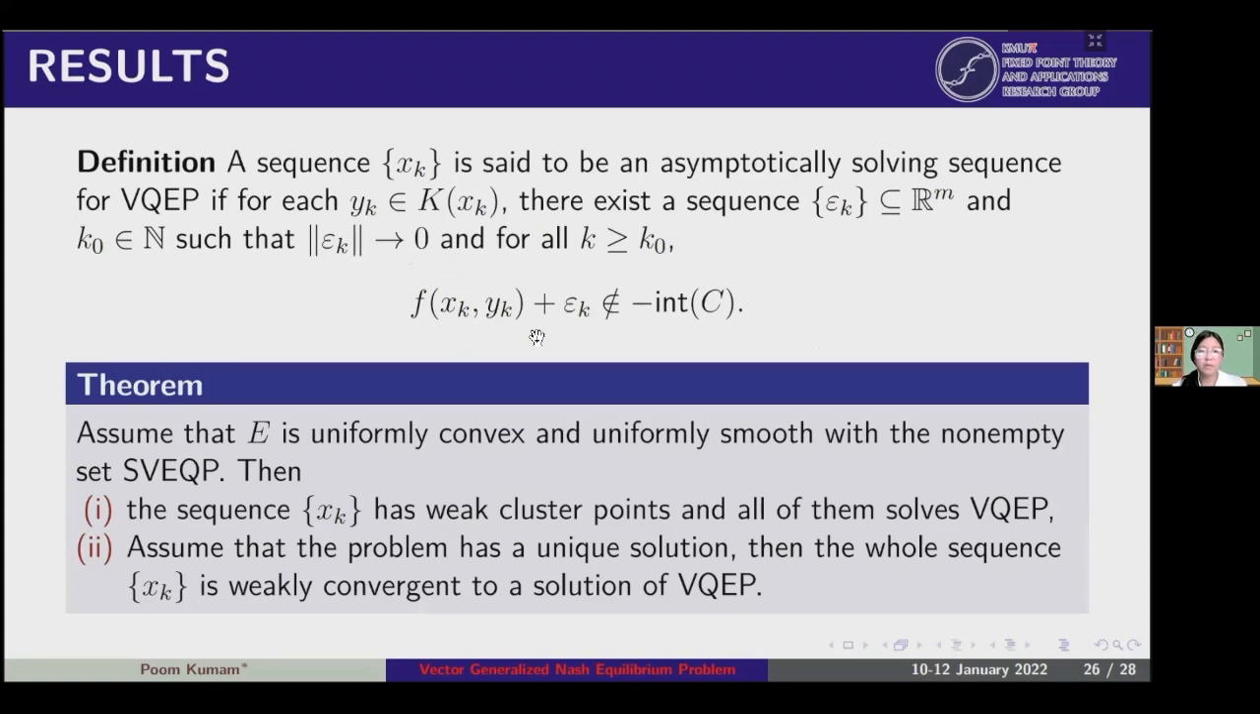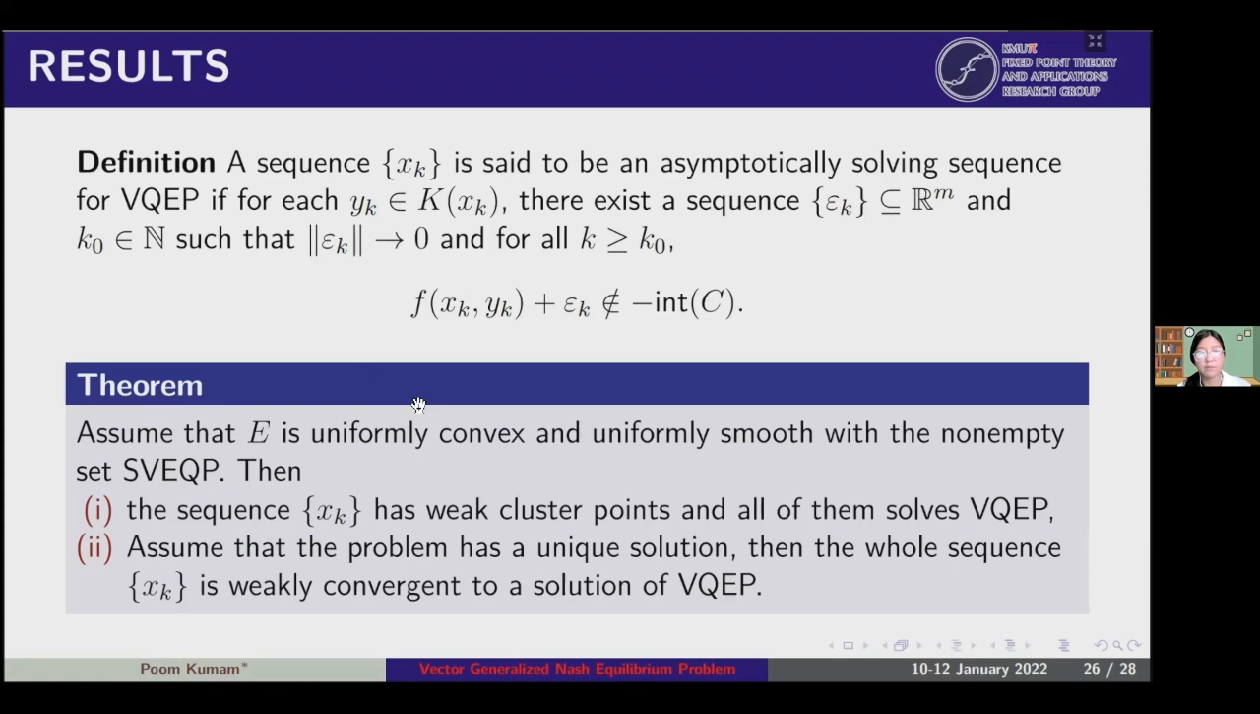In our work, we use the definition of an asymptotically solving sequence, that is a sequence satisfying that for each y_k belonging to the set K of x_k, there exists a sequence epsilon_k such that the norm of epsilon_k converges to 0, and for any k greater than k_0, we have that F of x_k, y_k plus epsilon_k does not belong to the minus interior cone C.